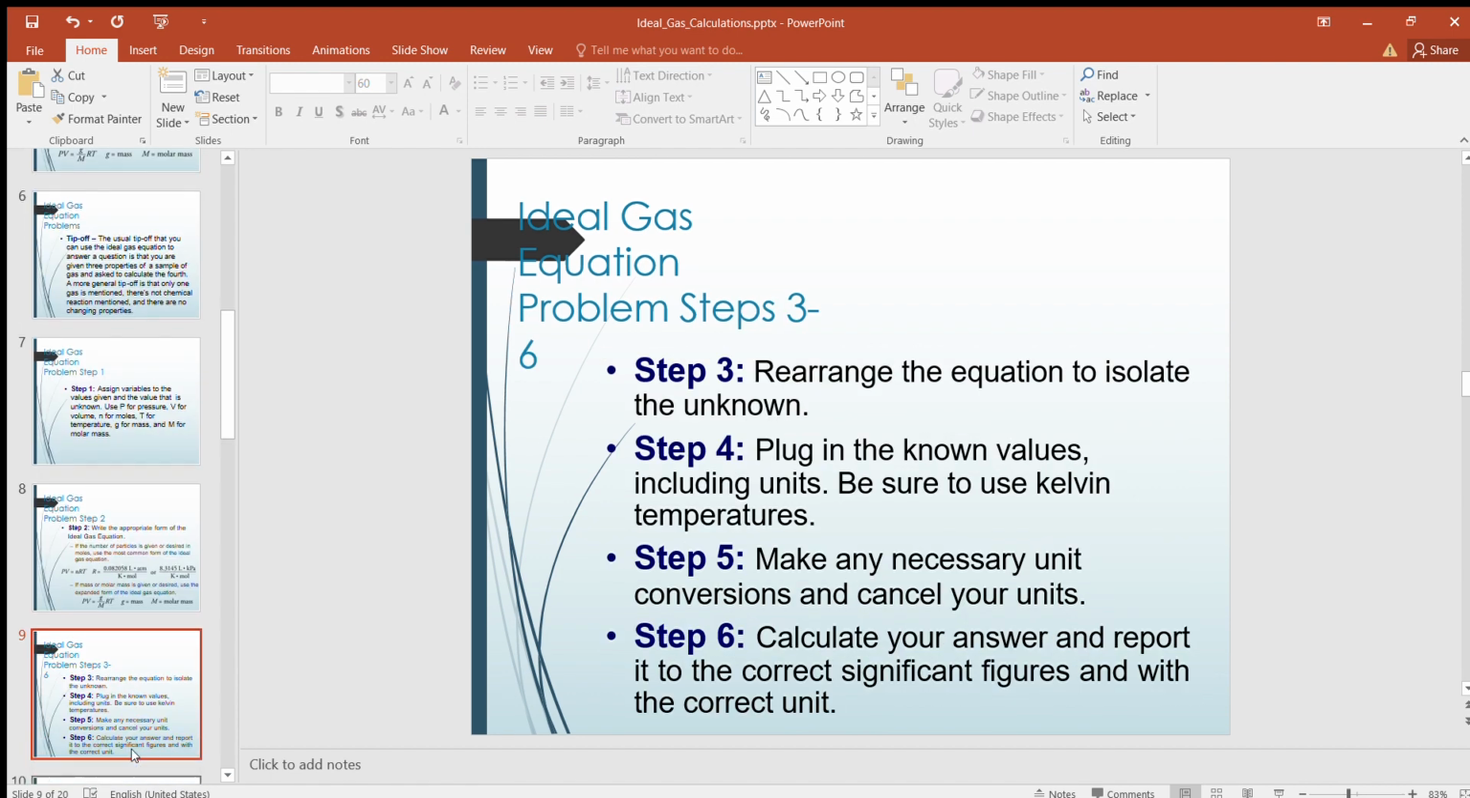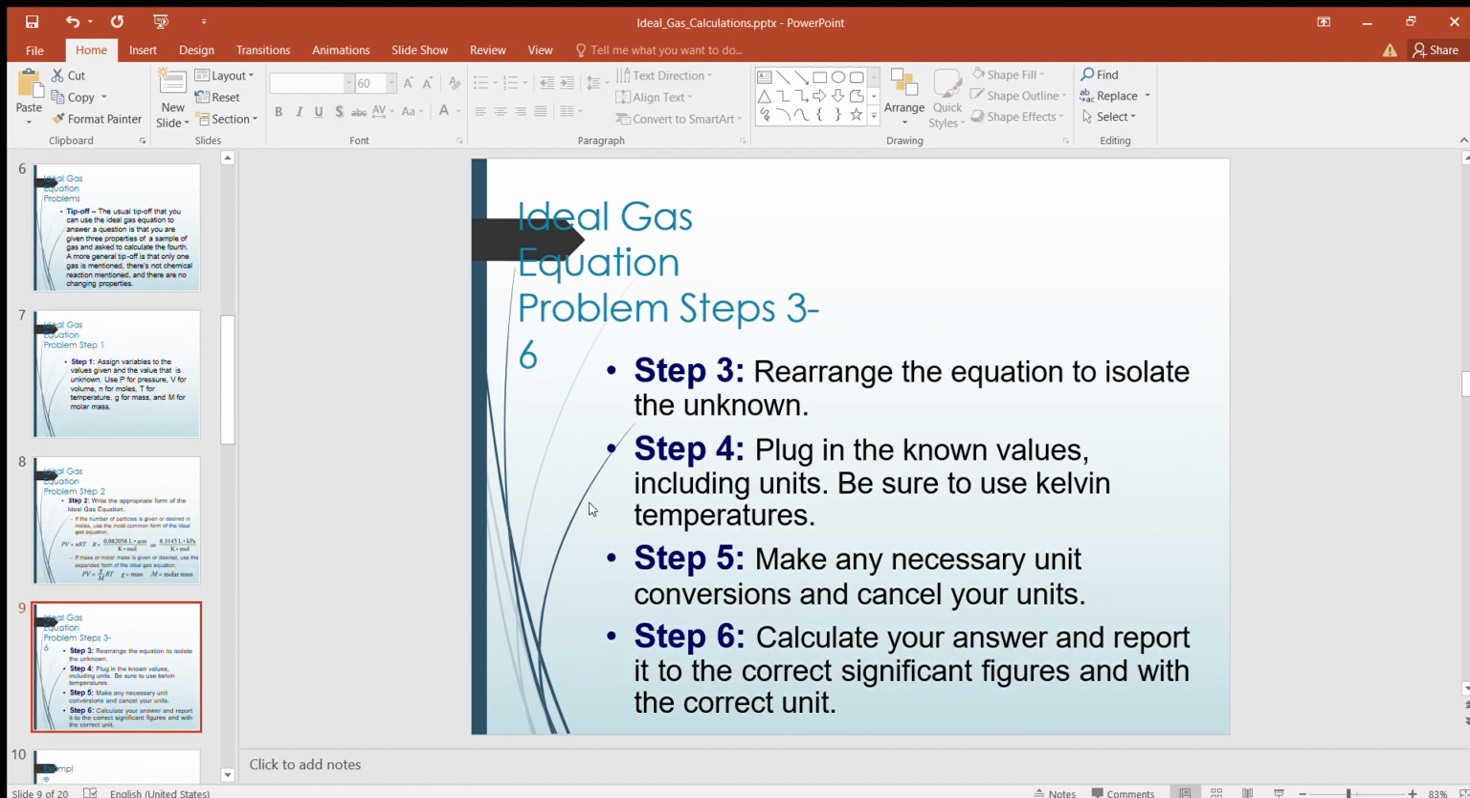Now the next step is to rearrange the equation to isolate the unknown, I mean to separate or segregate the unknown. Plug in the known values including the units. Be sure to use temperature in Kelvin, not degrees C, make any necessary unit conversions, and cancel your units. Step 6 would be to calculate your answer and report it to the correct significant figures and with the correct unit.